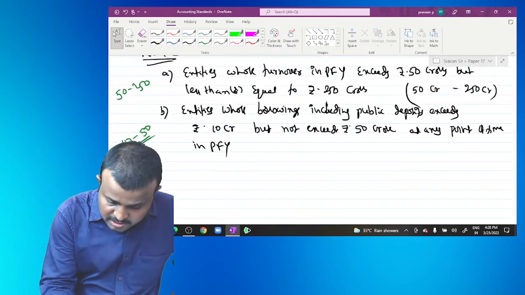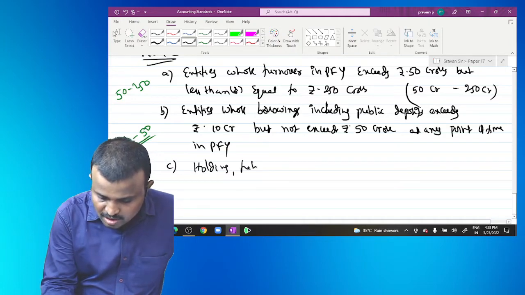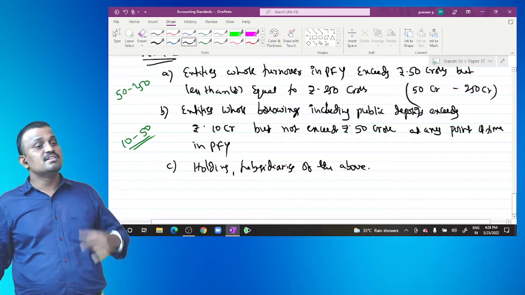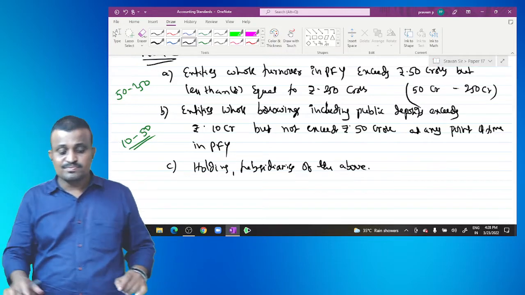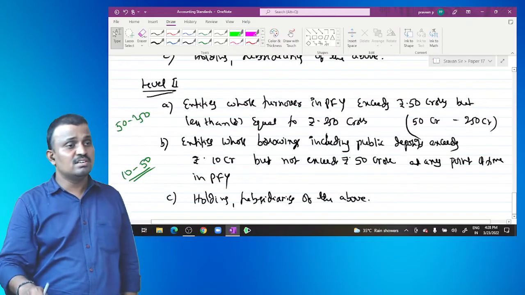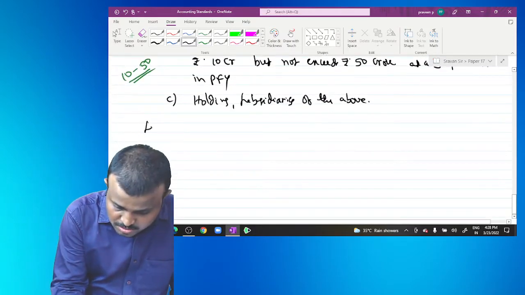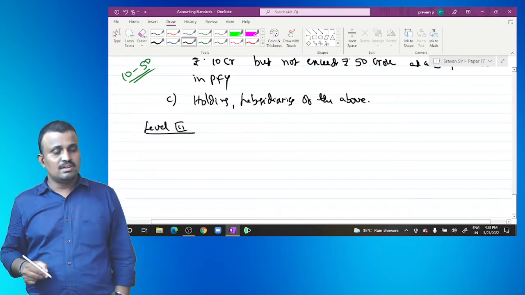Then the third one is holding and subsidiaries of the above. Holding and subsidiaries of the above are covered. Clear? This is about Level 2 enterprises.